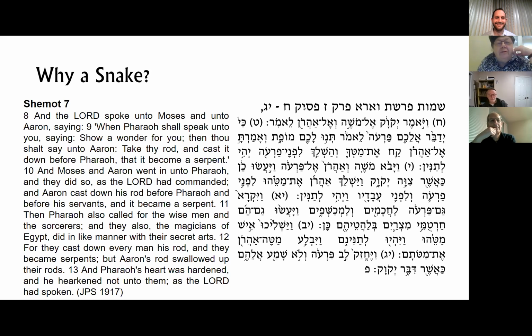And the Lord spoke unto Moshe and unto Aharon, saying, and Pharaoh shall speak unto you, saying, show a wonder for you. Then thou shalt say to Aharon, take thy rod and cast it down before Pharaoh, and it became a serpent. And Moshe and Aharon went in to Pharaoh, and they did so, as the Lord had commanded. And Aharon cast down his rod before Pharaoh and before his servants, and it became a serpent. Then Pharaoh also called for the wise men and the sorcerers, and they also, the magicians of Egypt, did in like manner with their secret arts. For they cast down every man his rod, and they became serpents. But Aaron's rod swallowed up their rods, and Pharaoh's heart was hardened.